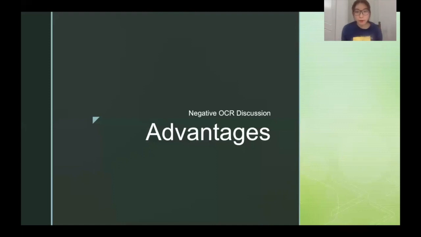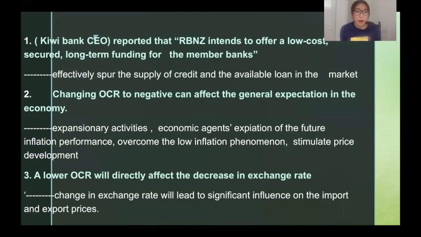We would like to talk about some advantages of negative OCR. The first advantage is that RBNZ intends to offer a low-cost, secure long-term funding for member banks. The policy will effectively increase the supply of credit and loan in the market because banks have stronger stability to support household borrowings. The second one is that it affects the general expectation in the economy.